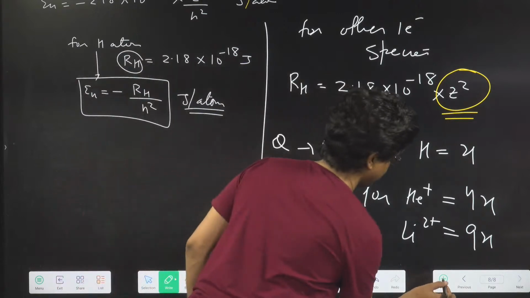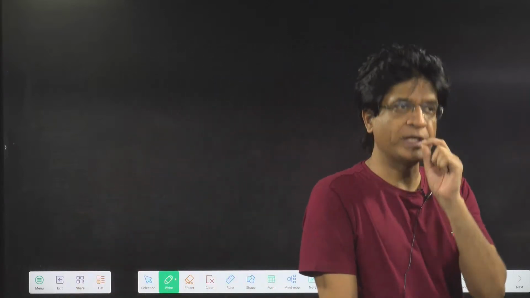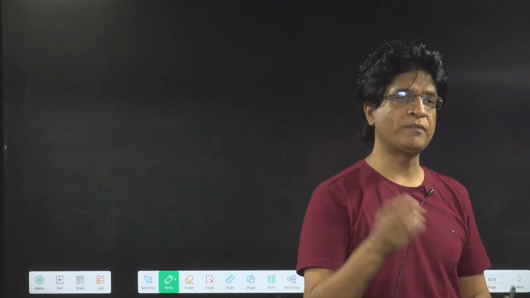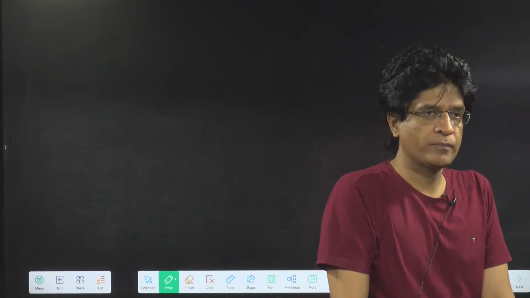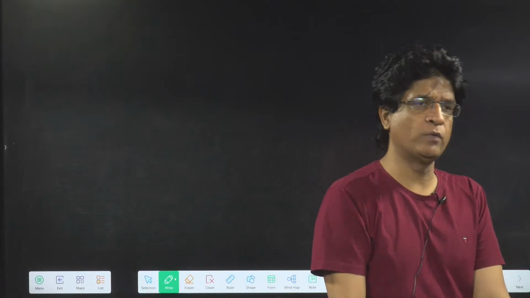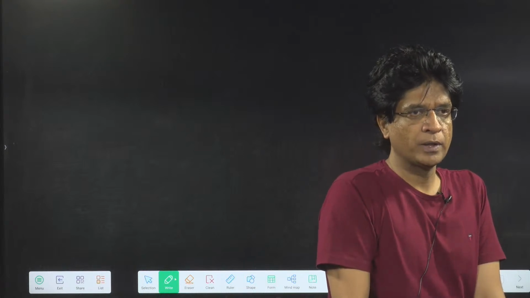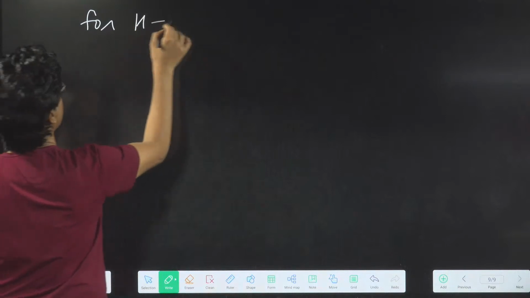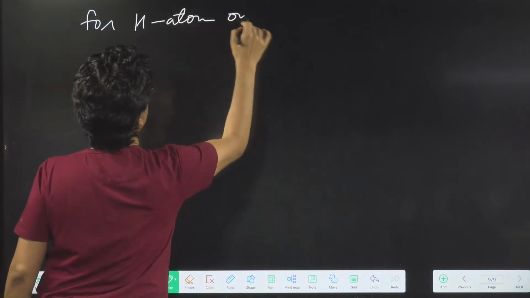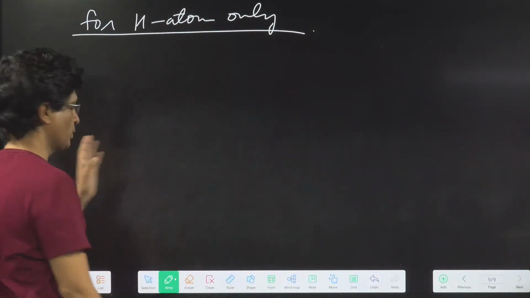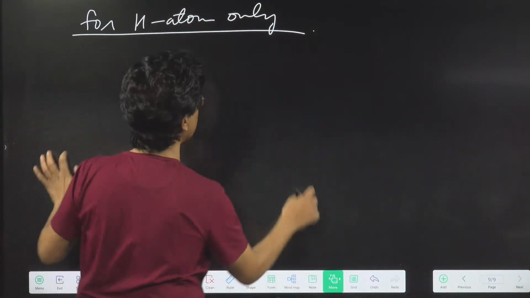Okay, that part done. Now, bacho, we are going to do certain formulas, certain values. If you really want to command Bohr's model, and that too at your fingertips, learn these values. Otherwise, handling Bohr's model will be a very tough task, especially in the entrance examination. This is now for hydrogen atom only. Remember certain values I'm giving you.